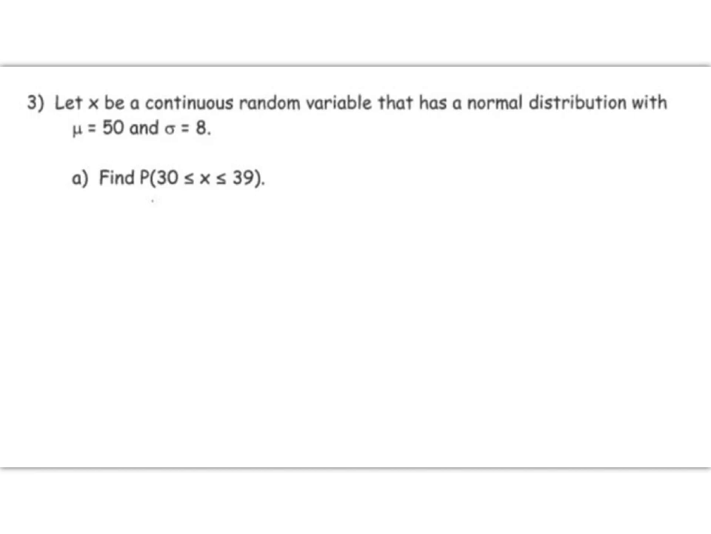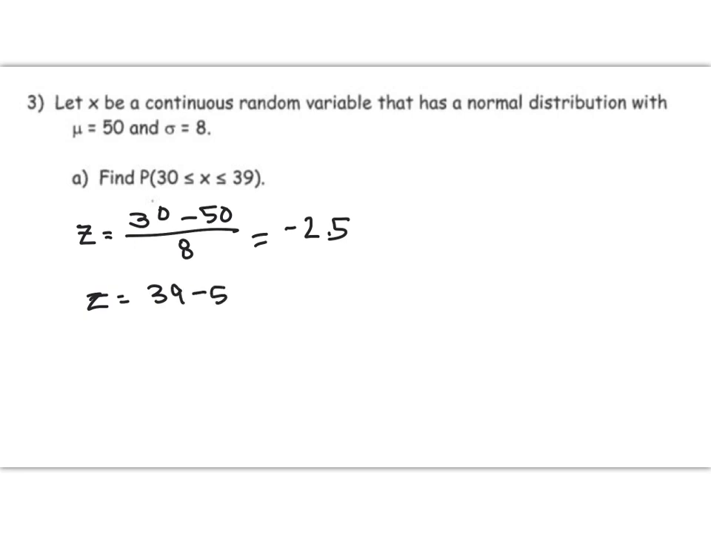All right, let's find our z-score. 30 minus 50 divided by 8 gives me a z-score of negative 2.5. And then the standard score for a data value of 39 gives me a standard score of negative 1.375, or negative 1.38.